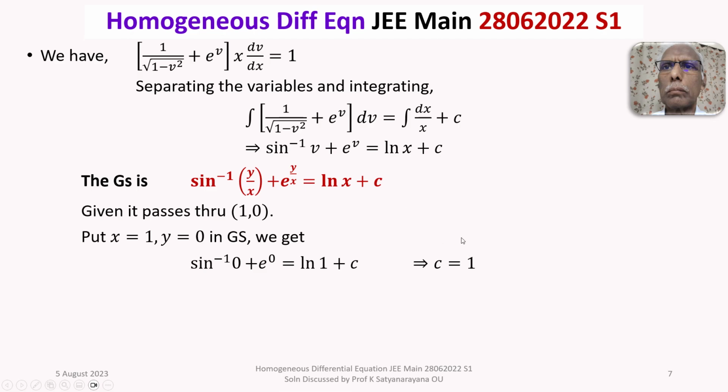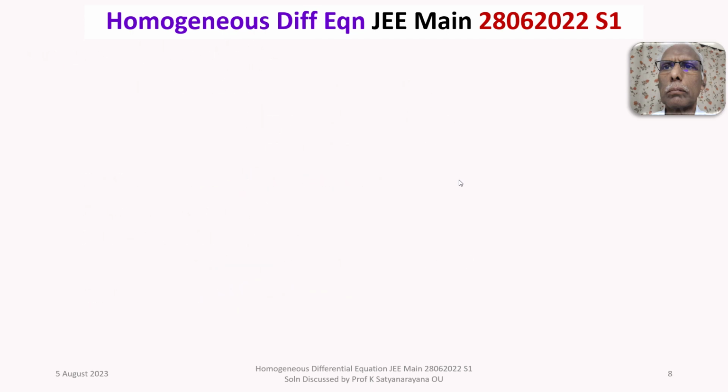Substitute back c is equal to 1. Then we get the particular solution of the given differential equation. So in the place of c, we write this particular value, c is equal to 1. So sine inverse y by x plus e to the power of y by x is equal to ln x plus 1. This is also a curve, but it is one member of the given family of curves given by this one. So this gives rise to a family of curves, and this is a particular curve with this property. Agreed. We continue in the next slide.